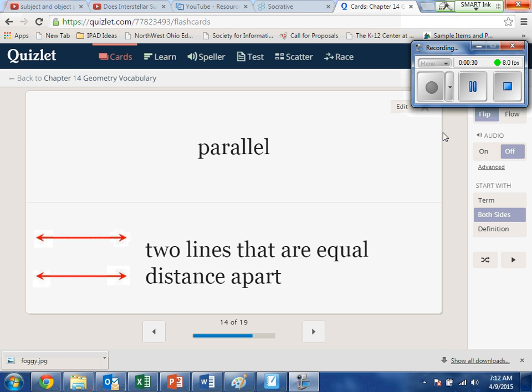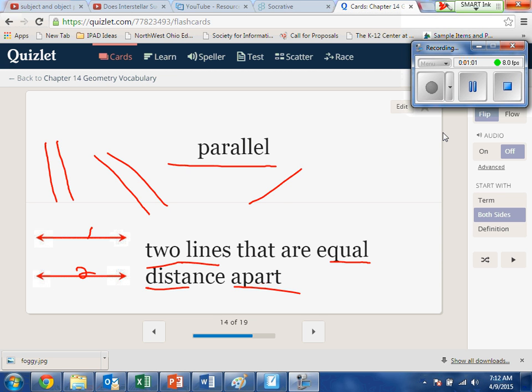Your first vocabulary word is called parallel. Now, parallel means that there are two lines that are equal distance apart. These two lines, here's line 1, here's line 2, are never going to cross each other. In fact, they could go on forever in each way and they're never going to cross each other. Think railroad tracks. Now, you could have parallel lines like that, like that, like that, depending on which way they're going, as long as they never cross.